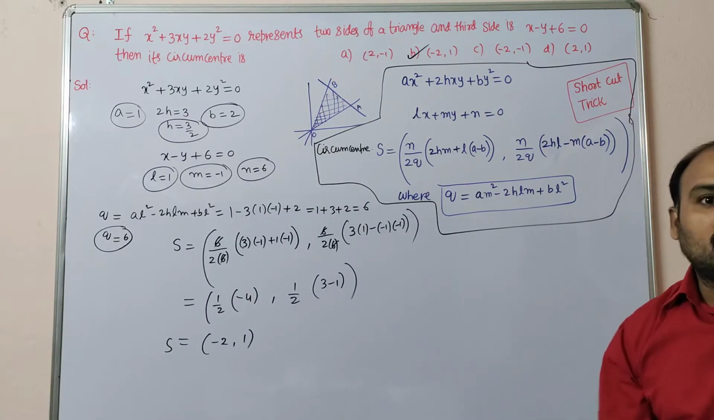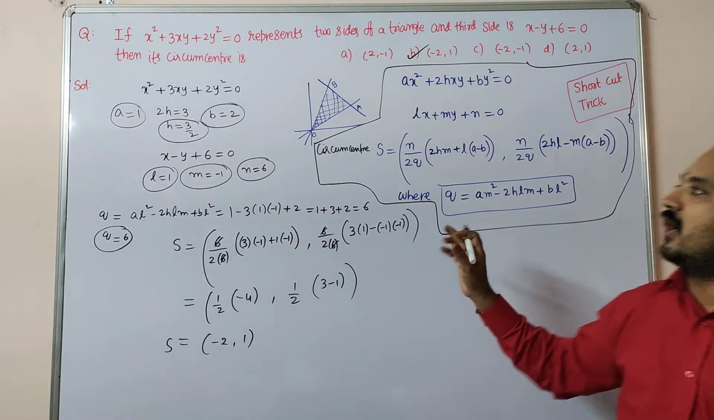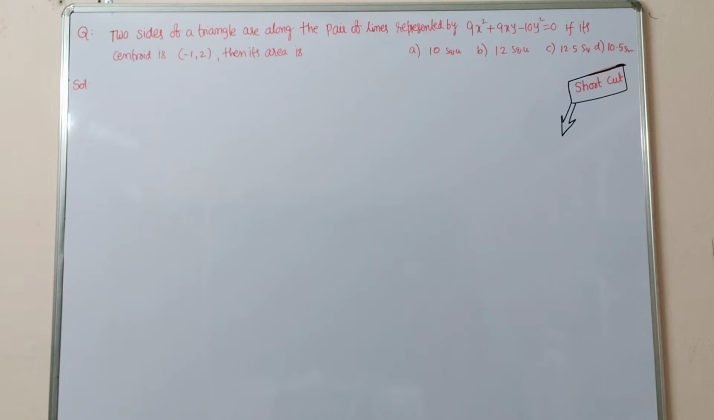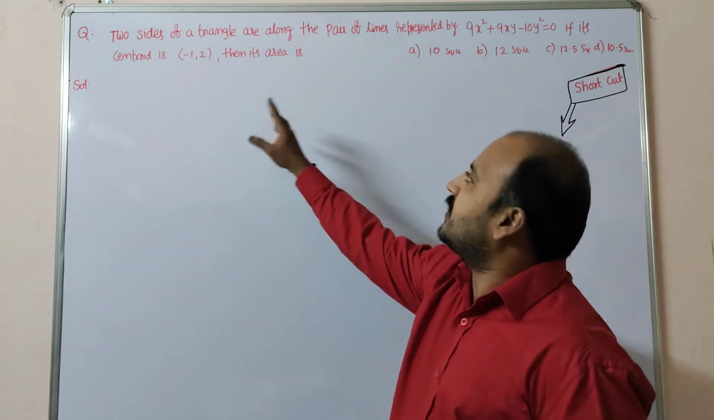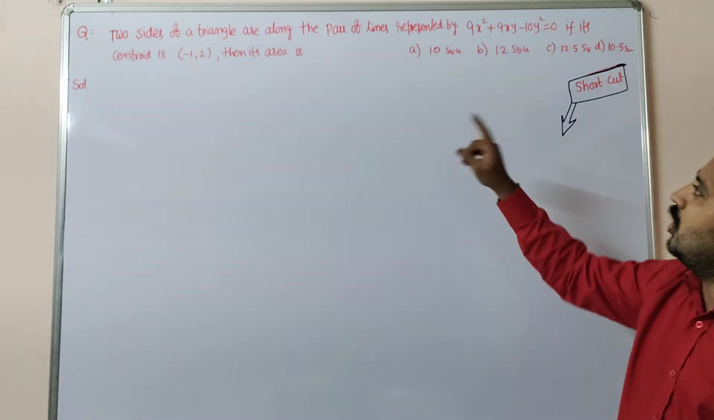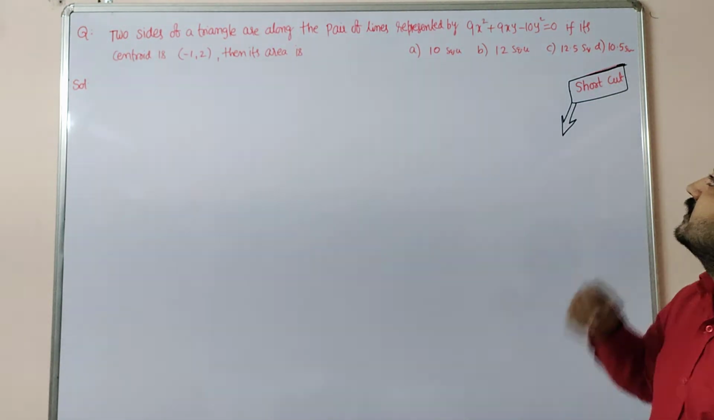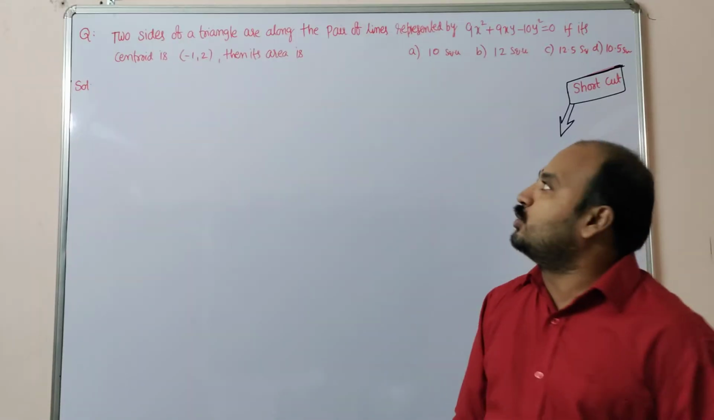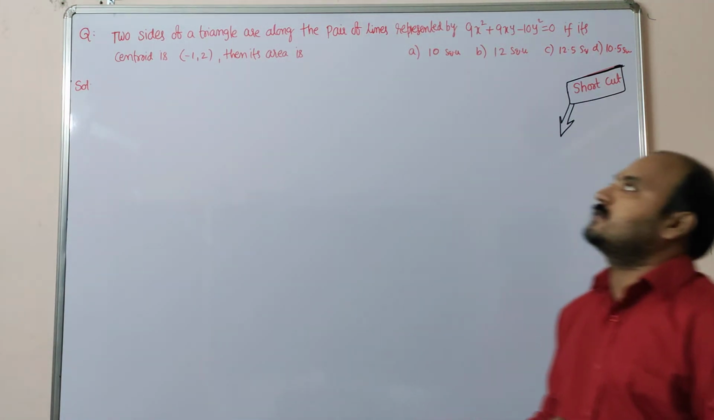You have to remember. One more question in a pair of straight lines. By using the shortcut formula, I will discuss. The next question: two sides of a triangle are along the pair of straight lines represented by 9x square plus 9xy minus 10y square. If its centroid is (-1, 2), then its area is. This is the question.